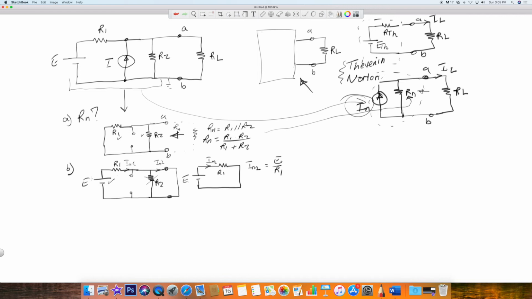shorting E and opening I. So you're going to short E. So if this was our reference, just so we know, we could put R1 this way. So that would be R1. I like to draw it this way. And let's put our current source this time. Okay, as you can see, the reference will still be here. And let's put R2 right here. And let's measure A and B.